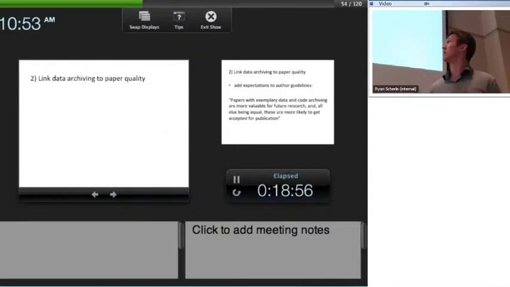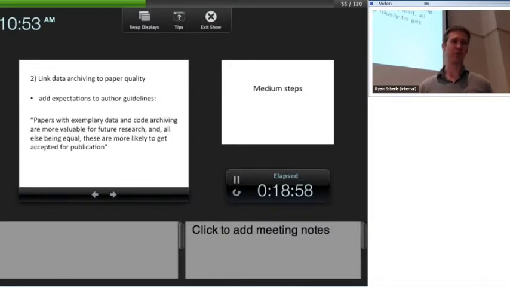Linking archiving to data quality, this is a sort of heuristic tool. You add the expectations to the author guidelines. Again, very easy. You just put something like this in your author guidelines: papers with exemplary data and code archiving are more valuable for future research, which I think is obviously true, and all else being equal, these are more likely to get accepted for publication. That just motivates authors who are doing everything they can to get published to have the data there.